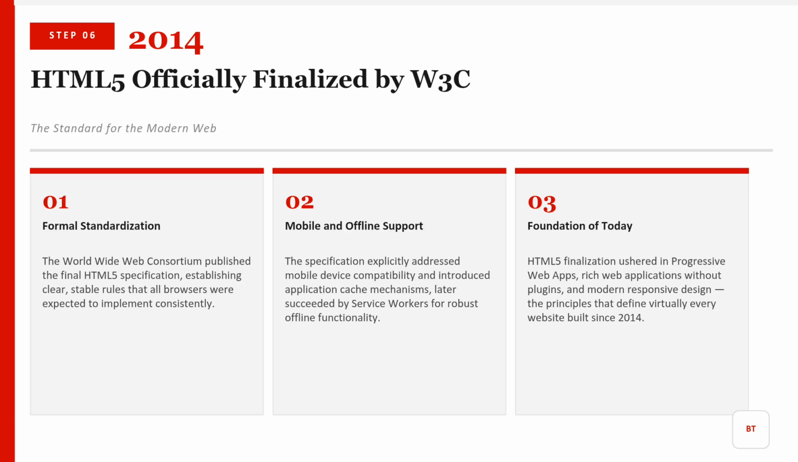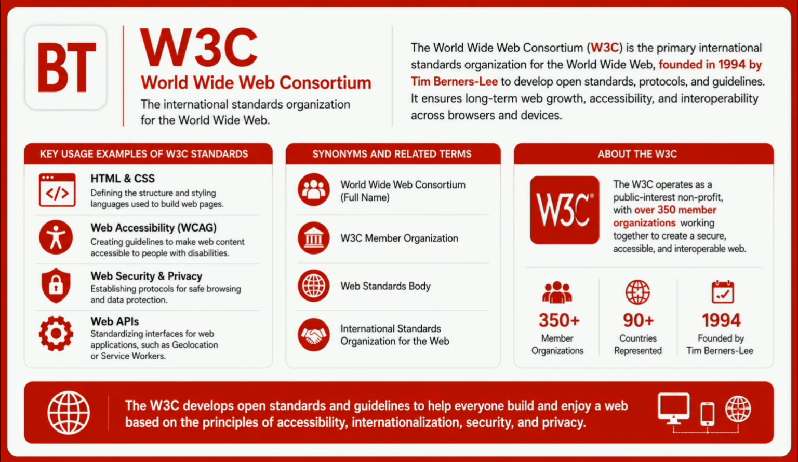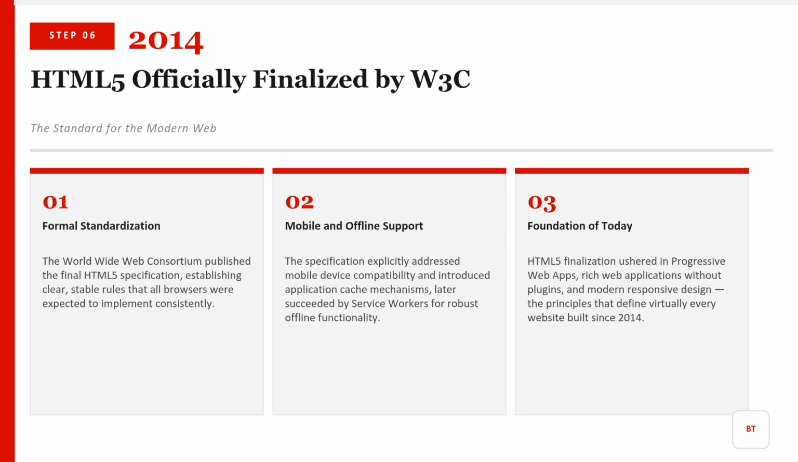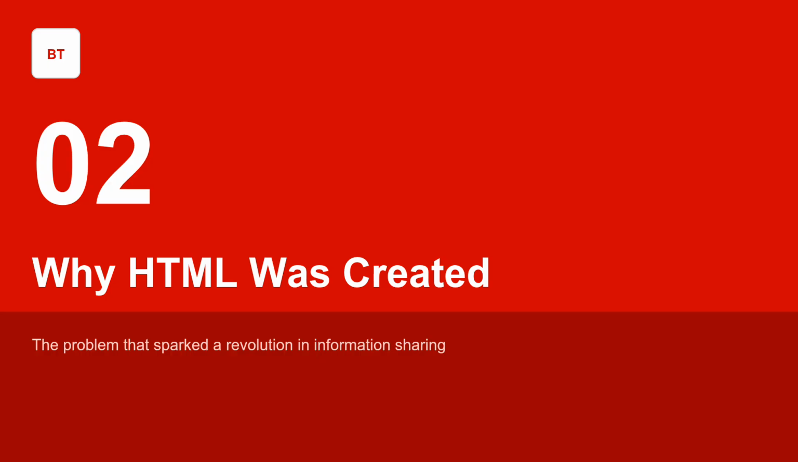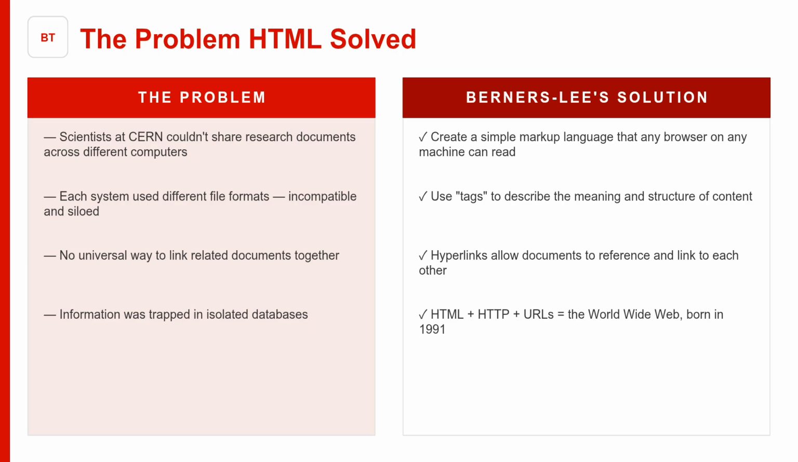In 2014, HTML5 was officially finalized by the W3C, and it became the official standard. What changed after the finalization? It was a more stable HTML specification with clearer rules for browsers, compatibility with mobile devices, and support for offline applications. We have the application cache, later replaced with service workers, and the finalization was the beginning of progressive web apps. Just going to do a quick recap of what we did: why HTML was created, and it was created to solve a problem, and it's all right here.